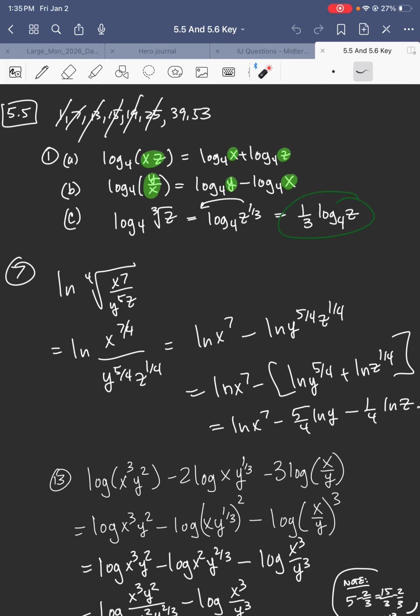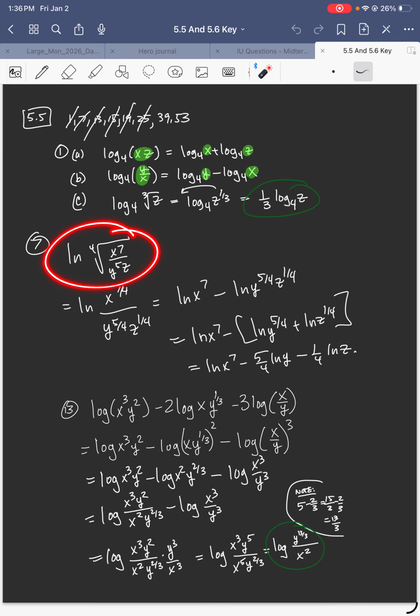Okay, so let's do a little bit of recording. First, when we look at 5.5, we're going to do some problems. We see that the log of a product is the sum of the logs. The log of a quotient is the difference of logs. And if you have a power, you can pull it out front of a log.